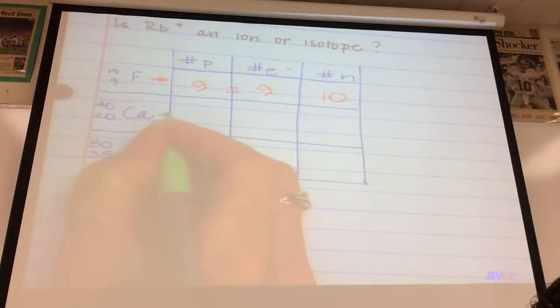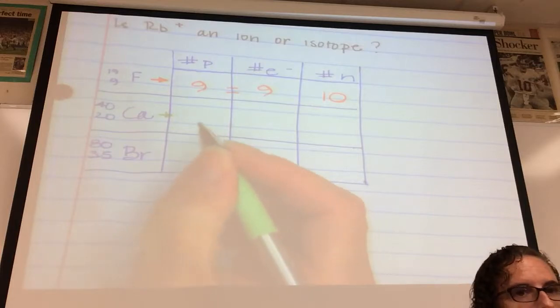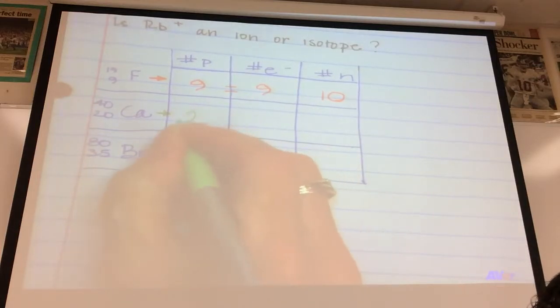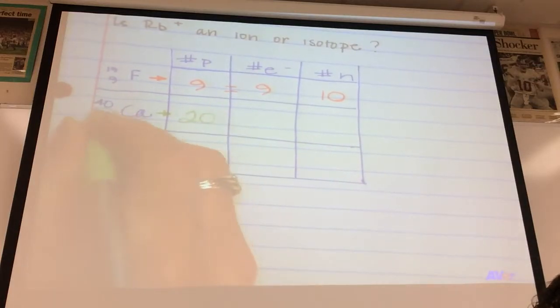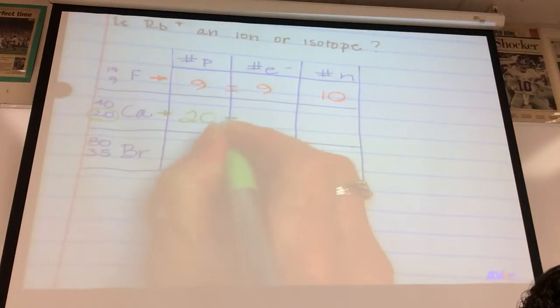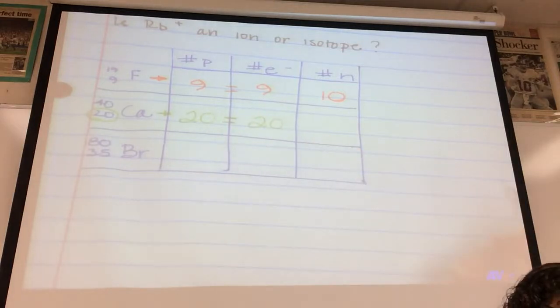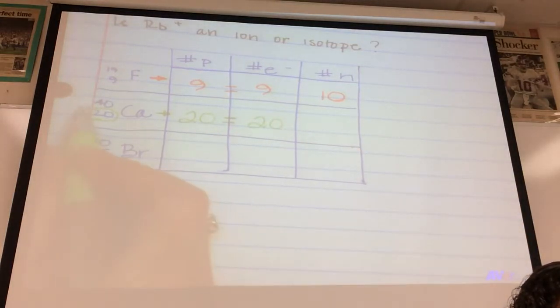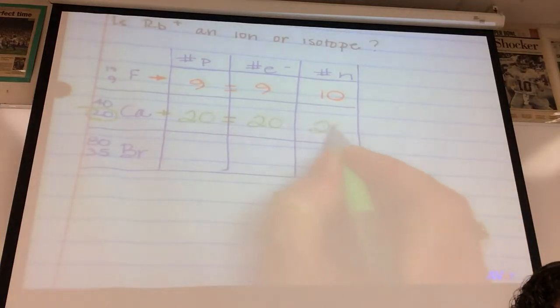Calcium? 20 is correct. Always, always, always equal to the atomic number. Electrons, we said, is the same. And how do we get neutrons? Subtract. 40 minus 20 is 20.